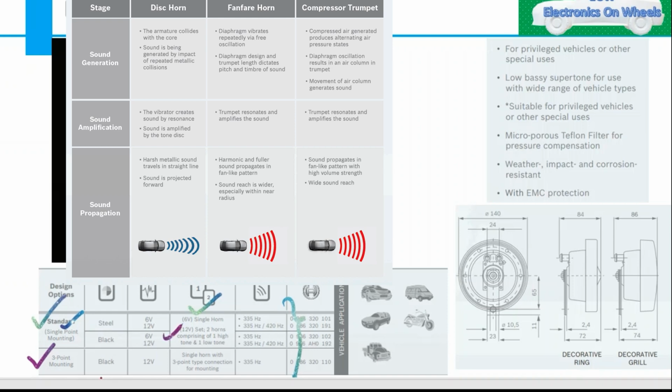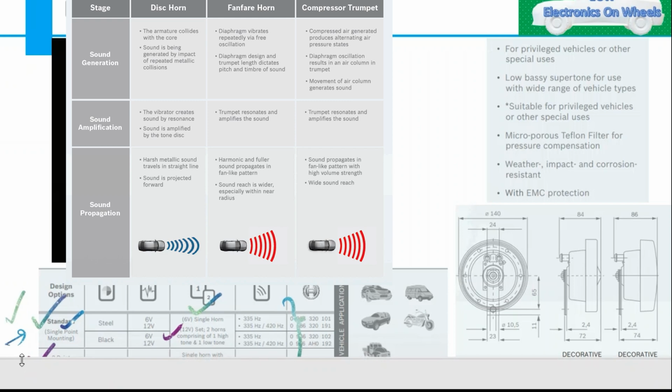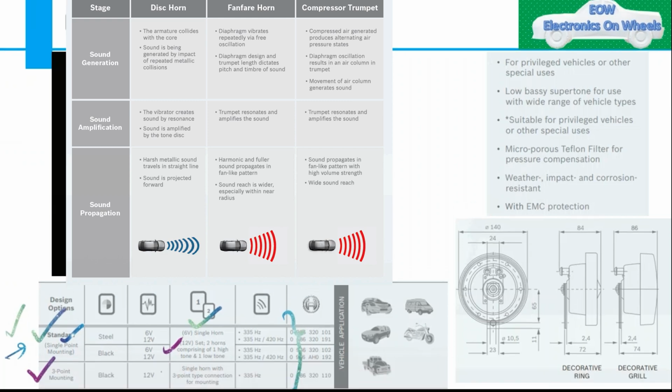Similarly for 3 point mounting, the only difference is how you mount your horn: one is single point mounting, and the second one is 3 point mounting. So this is the difference. And if you see the frequency, it ranges from 335 to 420, but when it comes to the 3 point mounting, it is 335 frequency.